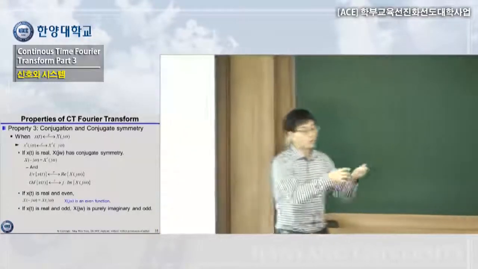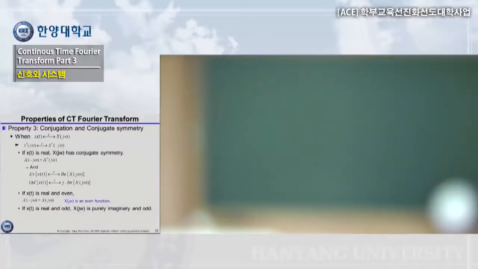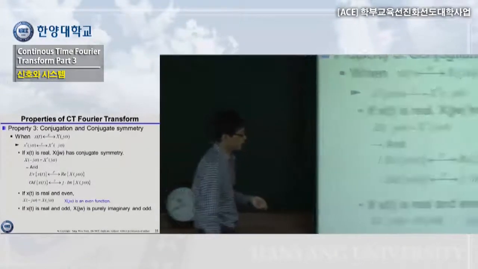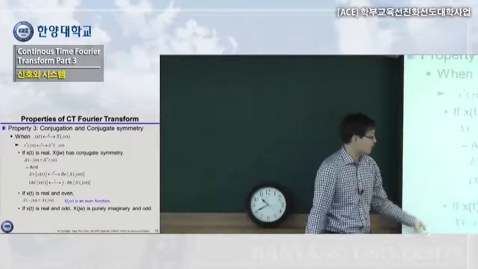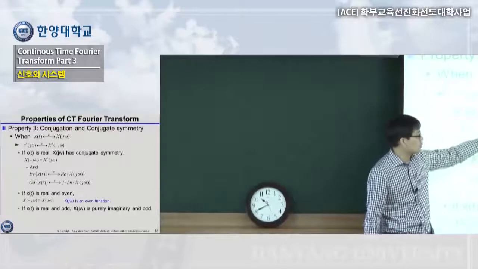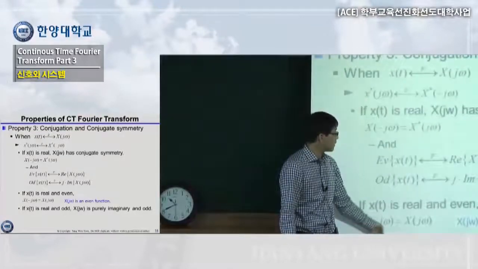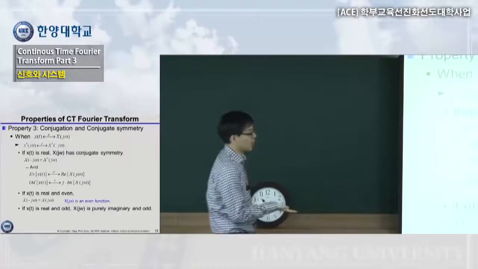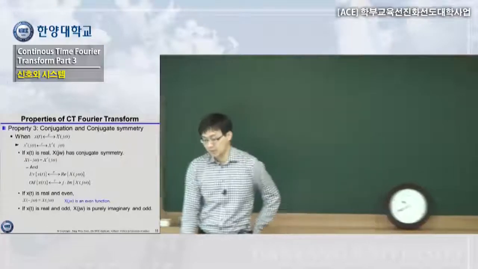For conjugate, the conjugate of x will be given as X star of minus j omega. However, if x is real, then it is conjugate symmetric, which means that X(j omega), which is here, equals X star of minus j omega. So if you switch the minus, it does not matter. So you can represent it in the way like this. If x is real and even, then this is the original one. Because if x is real and odd, X(j omega) will be purely imaginary and odd. Those are properties which are very similar to Fourier series.